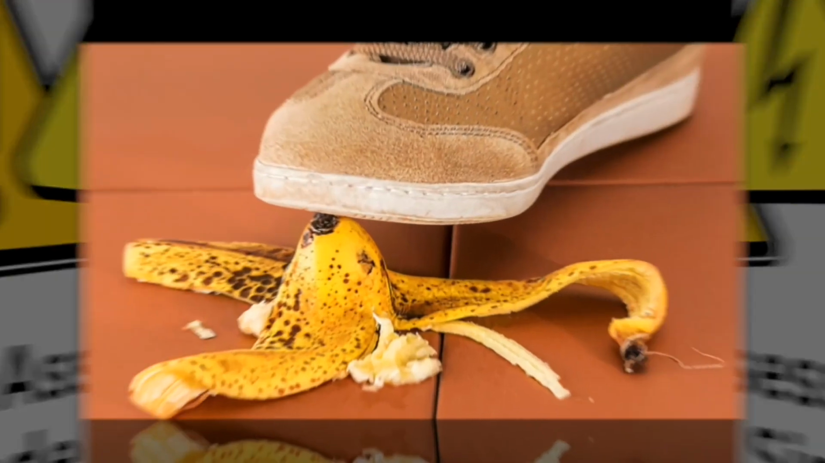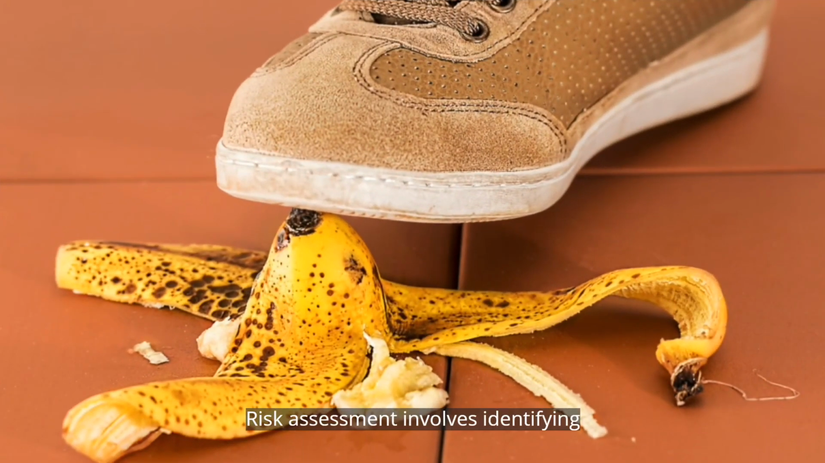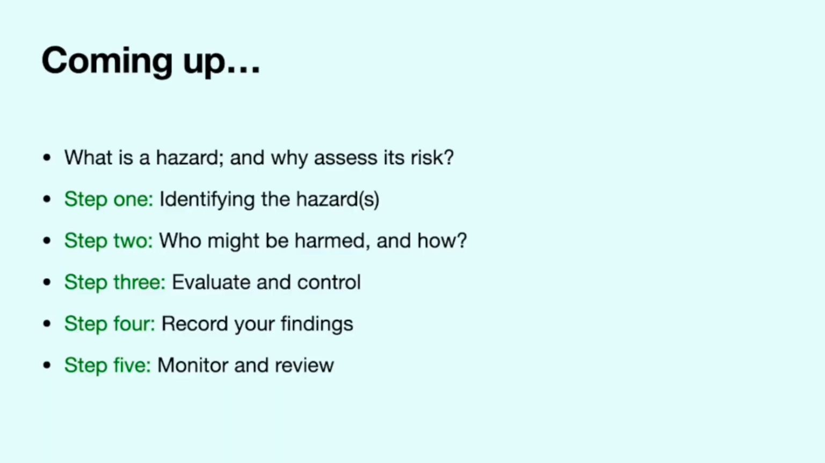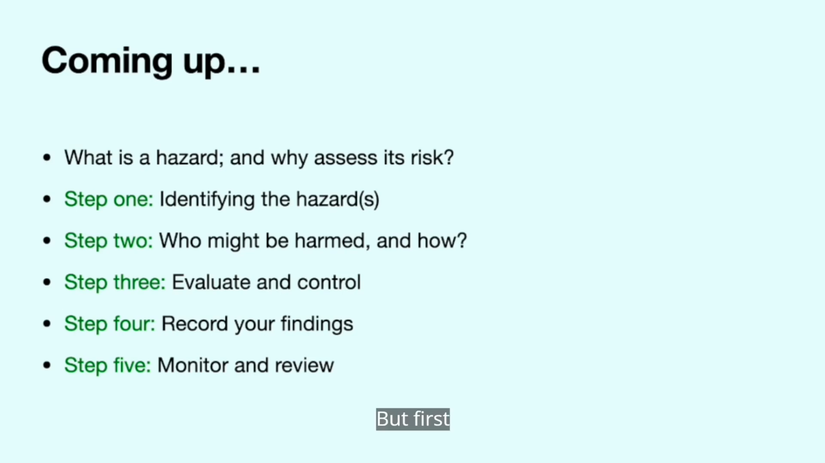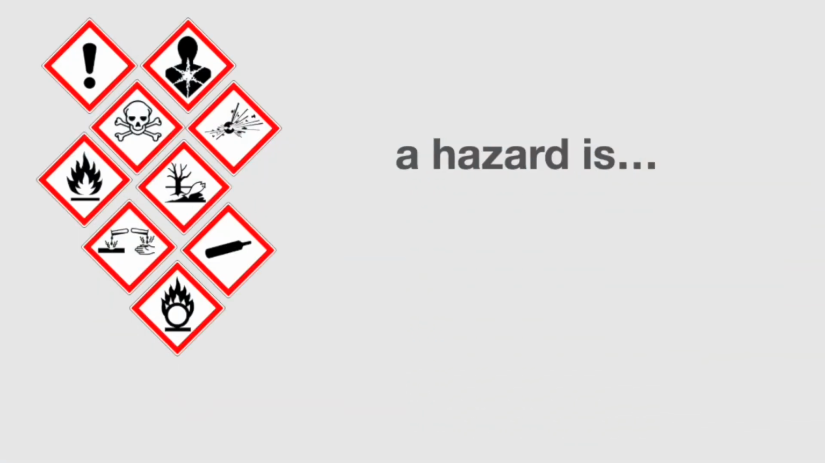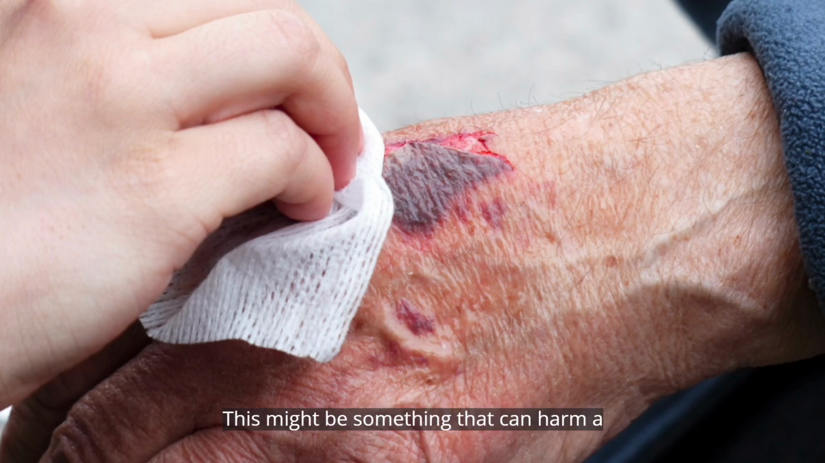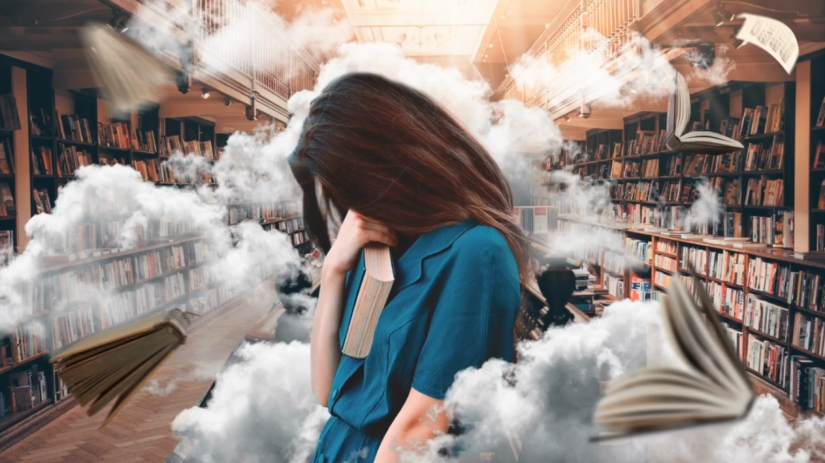Let's begin. Risk assessment involves identifying hazards, evaluating the risk they pose, and implementing measures to control or remove risk. There are 5 steps to the process, so coming up we'll look at each of the steps in turn. But first, what exactly do we mean by a hazard? Well, a hazard is anything that can cause harm. This might be something that can harm a person's physical health, or something that can harm mental health, such as stress.